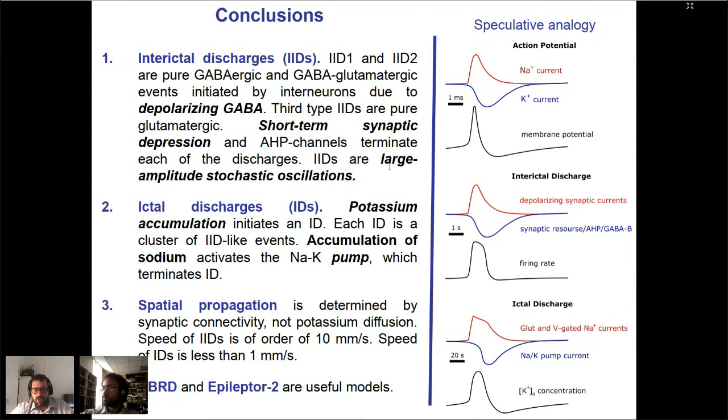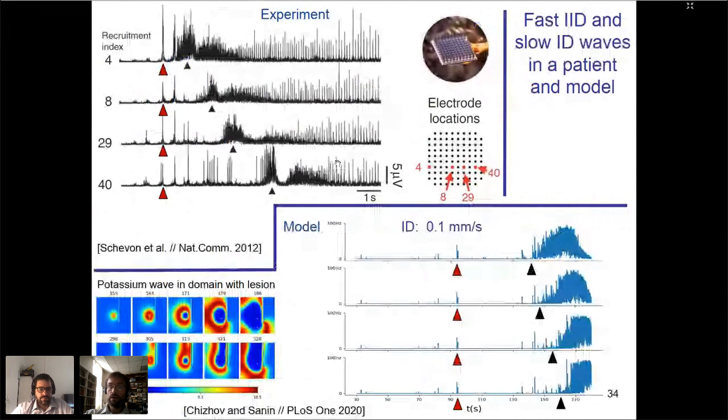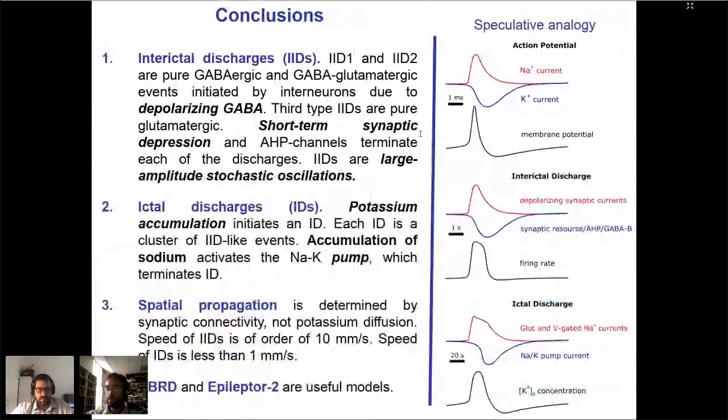And the question is, your IID1 GABA trace has a long time duration. Do you think that it's due to GABA-B rather than GABA-A signaling? I was talking only about GABA-A components. As to GABA-B, it can also contribute to the activity. You see, for example, a sketch of the mechanism of interictal discharges, and I've written here GABA-B as one of the mechanisms which can determine the timing of the discharge. So interictal discharge is initiated by depolarizing synaptic currents, and it is canceled by either synaptic resource, AHP-like currents, or GABA-B currents.